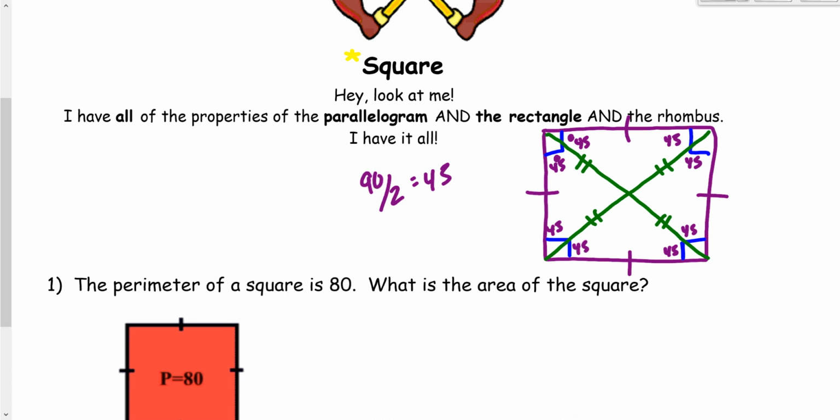What do you know about the angles on the inside? They're also going to be 90 degrees each. How do I know it's going to be 90? Well, because they're all bisecting each other as well as perpendicular.